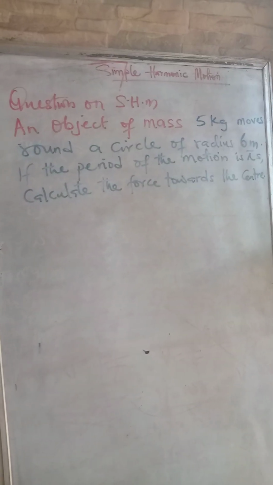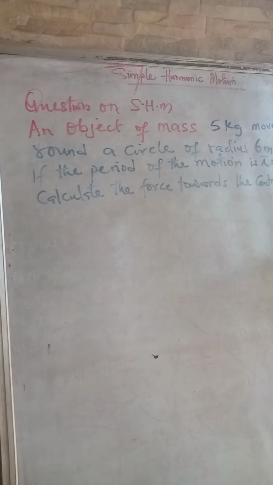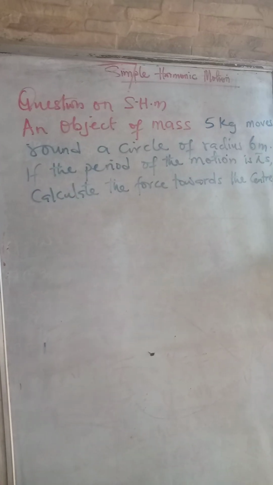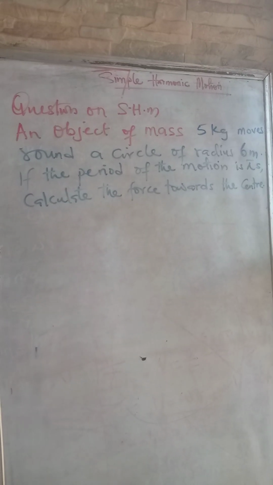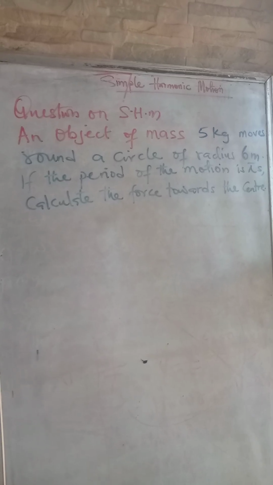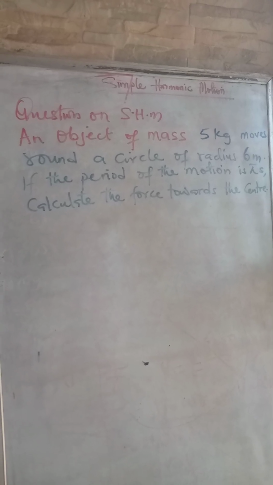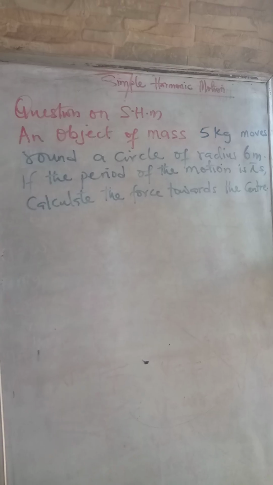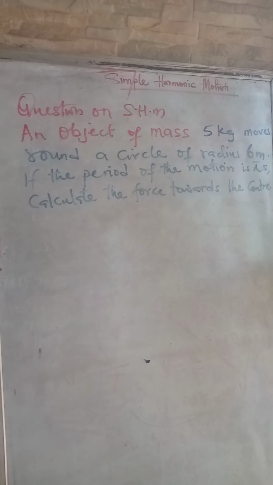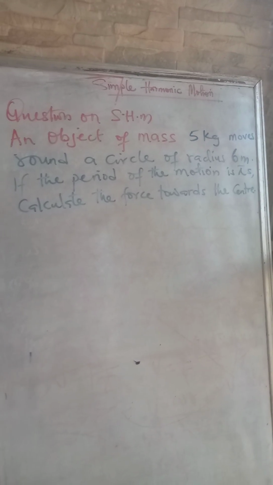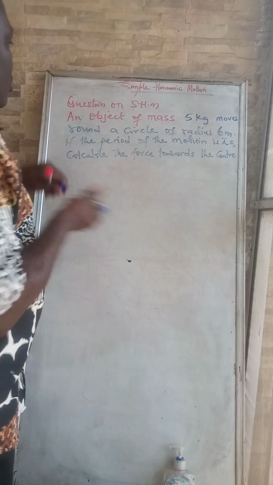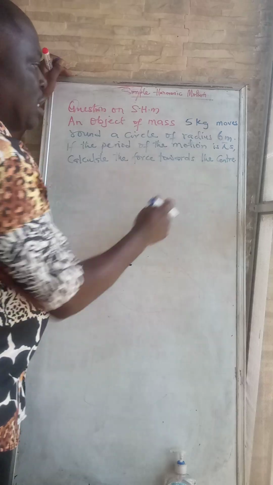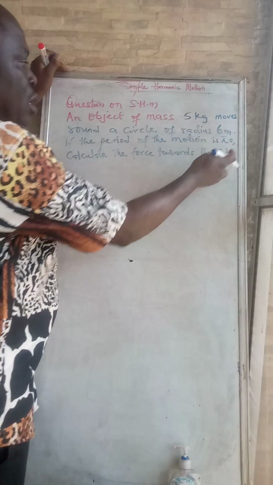Alright, here we are going to solve a problem on circular motion, simple harmonic motion. From the question, we have an object of mass 5 kg that moves around a circle of radius 6 meters. If the period of the motion is pi seconds, calculate the force towards the center. So, the force towards the center from what you have read, remember this.